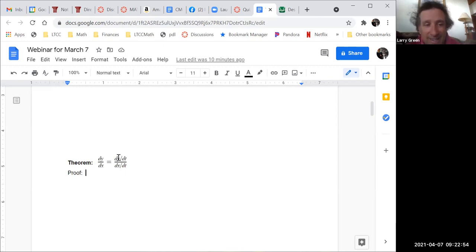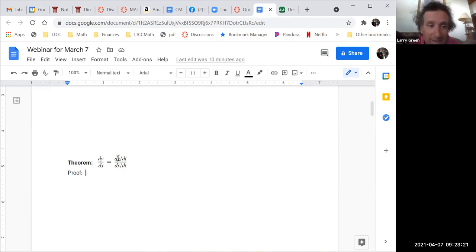The idea here is when you have dy over dx, it's a quotient. Quotients have problems if the denominator is 0, and you better all know that by now. So if the denominator is 0, you're not going to get an answer. So if dx over dt is 0, you're in trouble. There is no slope of the tangent line. There is no dy dx.